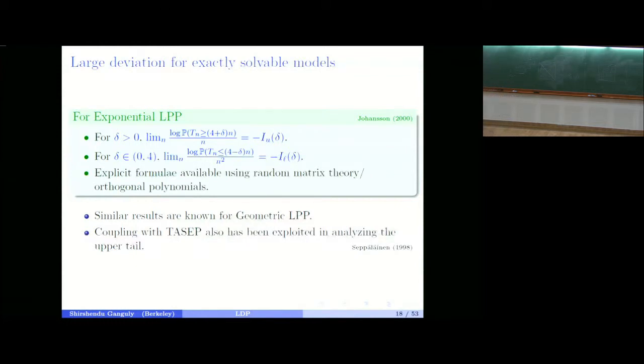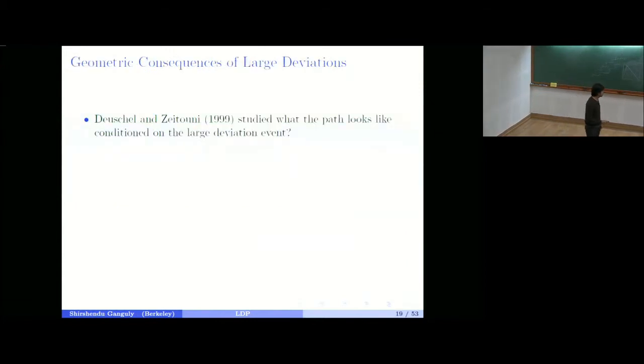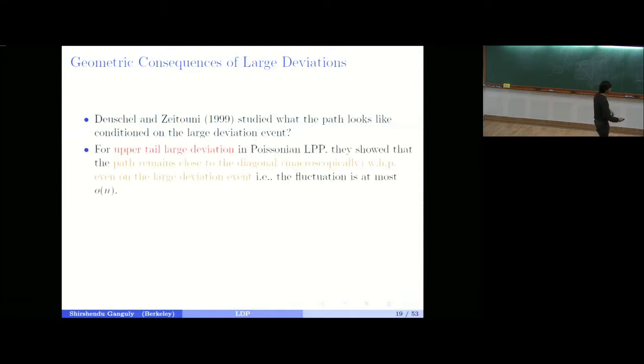Any questions? Okay, but now let's come to the question. What is the geometric consequence of large deviation? Deuschel and Zeitouni in 1999 studied what the path looks like conditioned on this large deviation event. For the upper tail large deviation in Poissonian, they show that even under this rare event, the path is still localized, in the sense that the deviation is still submacroscopic. It's still little o of n. And this is actually a consequence of the convexity of the upper tail rate function.